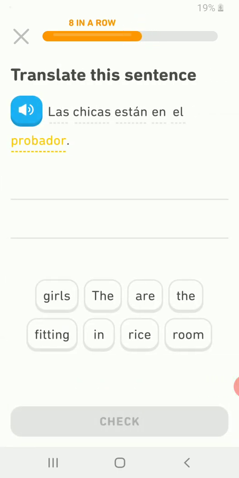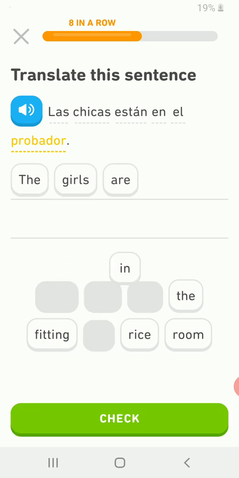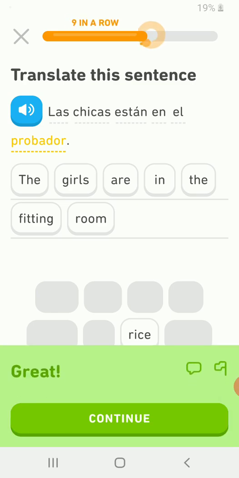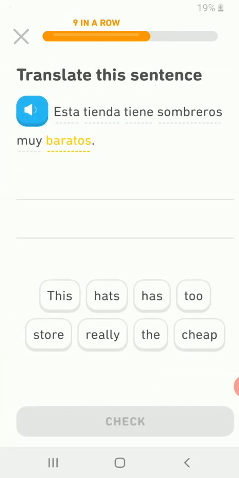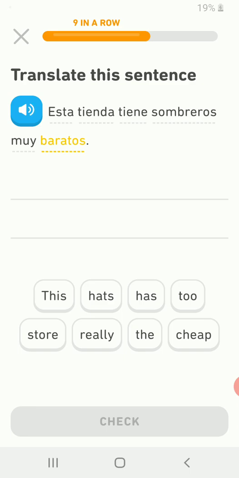Las chicas están en el probador. Probador is the fitting room. So las chicas, the girls, are in the fitting room. Las chicas or las niñas, like I said, but usually niñas are really small. But we say chica, it's kind of grown up, adolescents or teenagers.